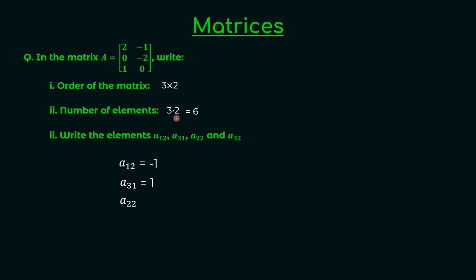And A22, once again, the first 2 represents the row and the second 2 represents the column. So it is second row second column, which is nothing but minus 2, right? And finally A32, once again the first number denotes the row and second number denotes the column. Third row second column, which is nothing but 0, right?